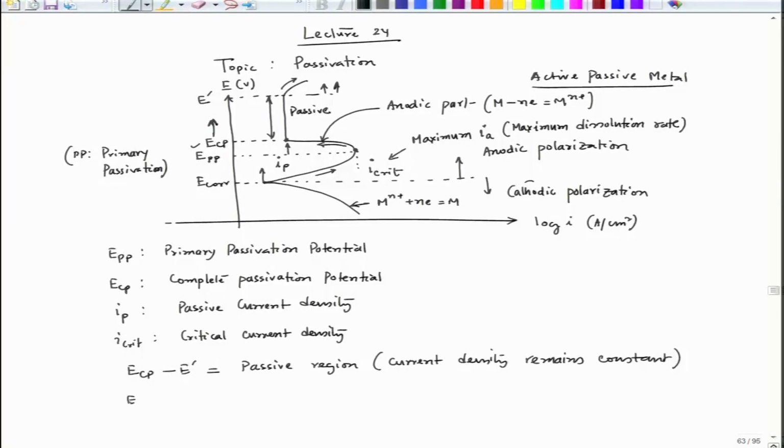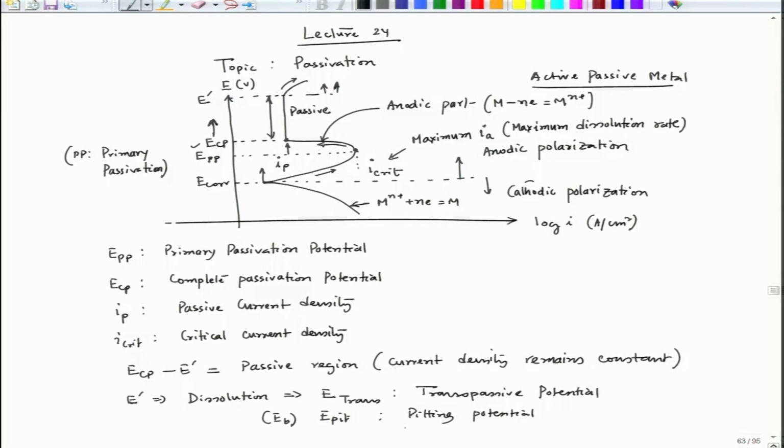If it is dissolution related phenomena above E prime, then this particular potential can be termed as E trans, or transpassive potential, or it can be E pit, the pitting potential. There are several names: it can be either pitting potential or EB, which is nothing but breakdown potential, that is, breakdown of the passive layer.